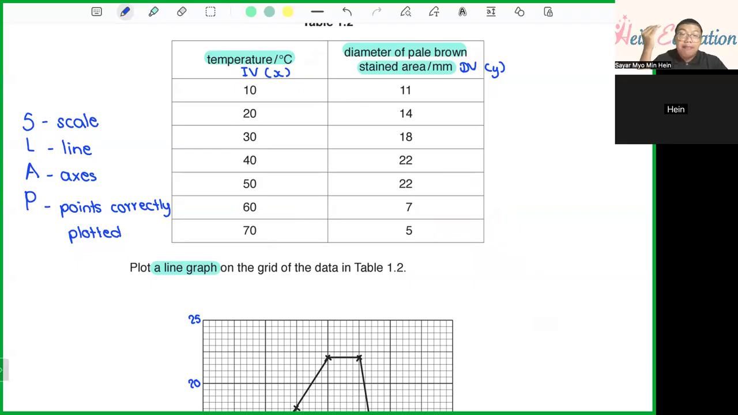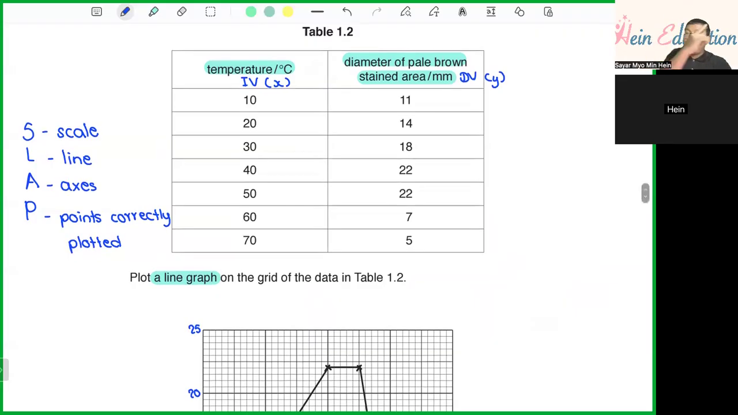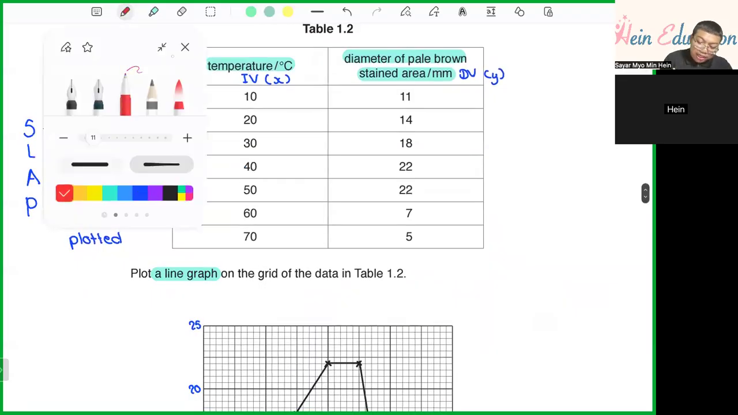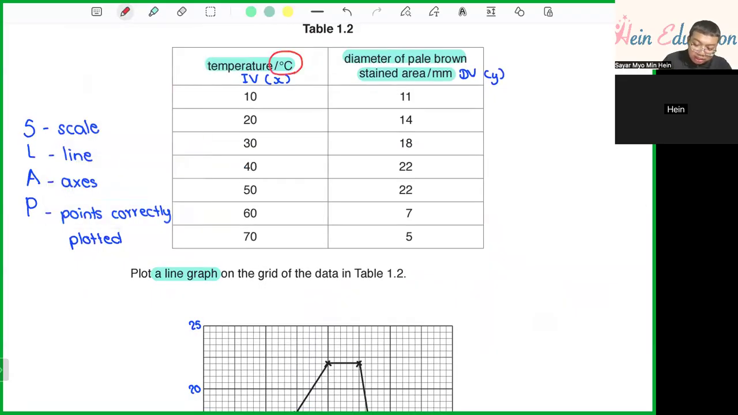And L would be the line. So make sure you look at whether it is a line graph or best fit line, and A stands for axis. You have to correctly state the x-axis and y-axis. Usually the x-axis would be the independent variable, which in this case is temperature. What I mean by unit in the previous questions, from the table drawing, is that for temperature you have to mention degrees Celsius.